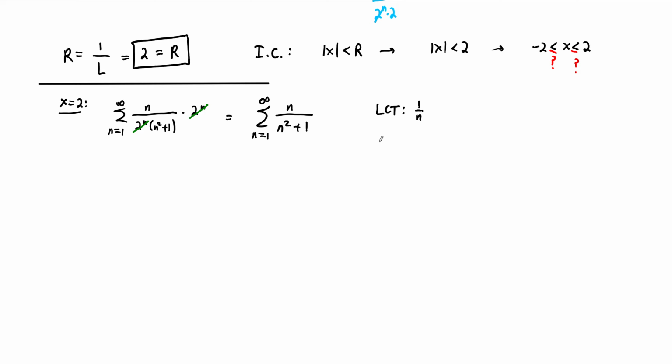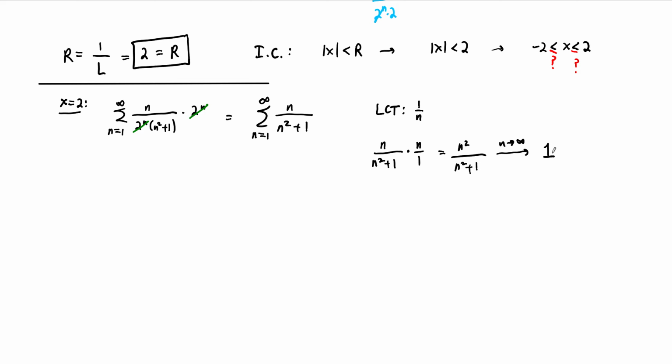So the limit comparison test will then say that I should take n over n squared plus 1 divided by 1 over n, or times n over 1. This is n squared over n squared plus 1. All right? And so as n approaches infinity, this limit approaches 1.